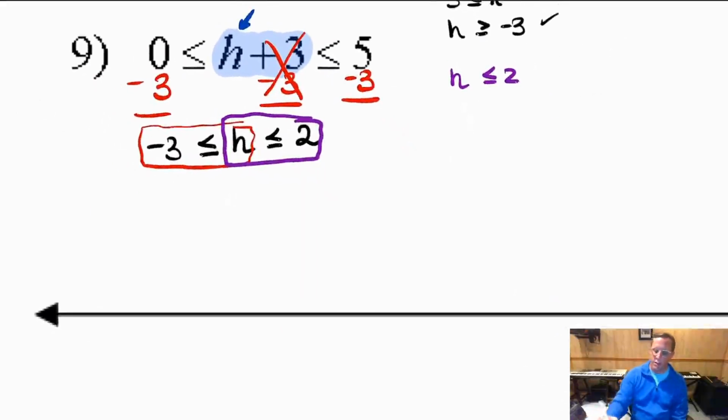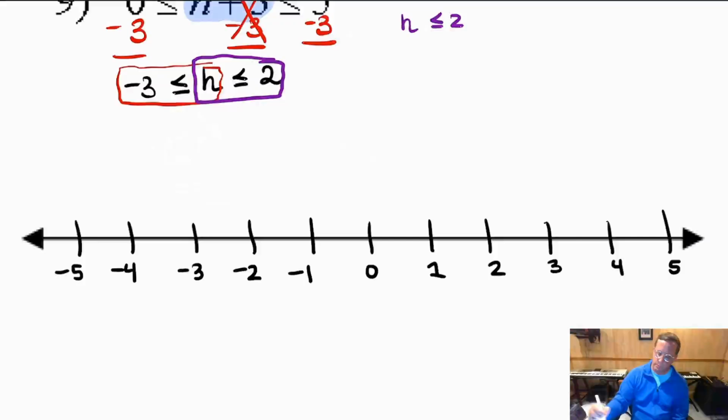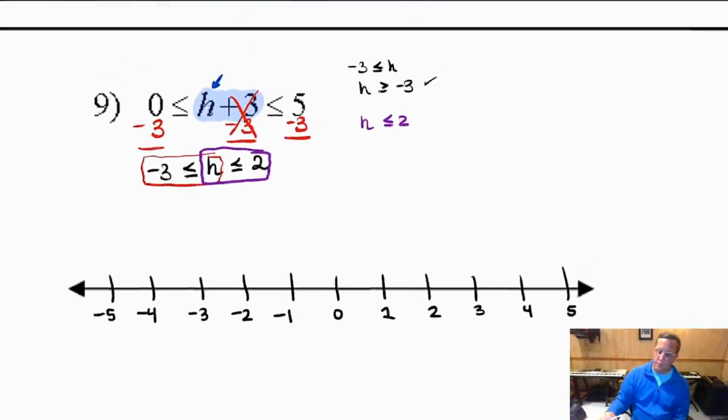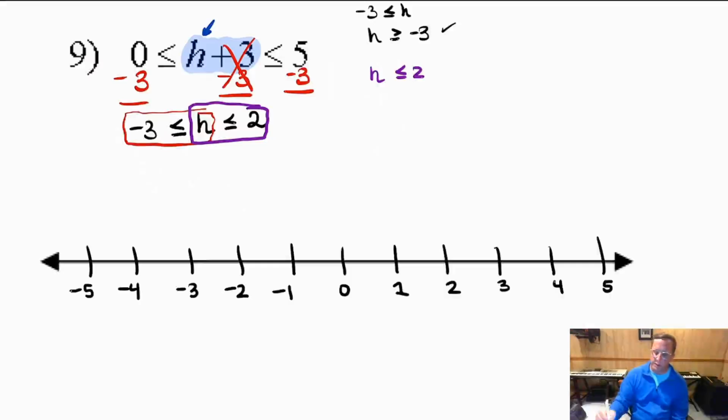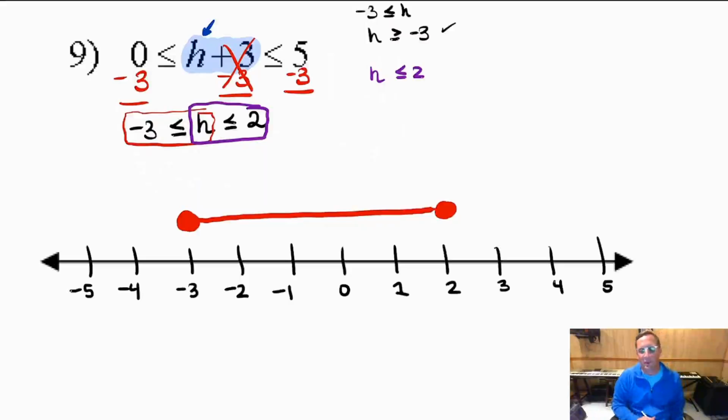Okay, and so now let's go ahead and translate that into our number line, because we want to be able to graph it. The first one is h is greater than or equal to negative 3, so we're going to do a closed point at negative 3. And the other one says h is less than or equal to 2, so that's going to be a closed point at 2. And then your vector isn't necessarily going left to right. We're talking about just the space or the interval in between negative 3 and 2.